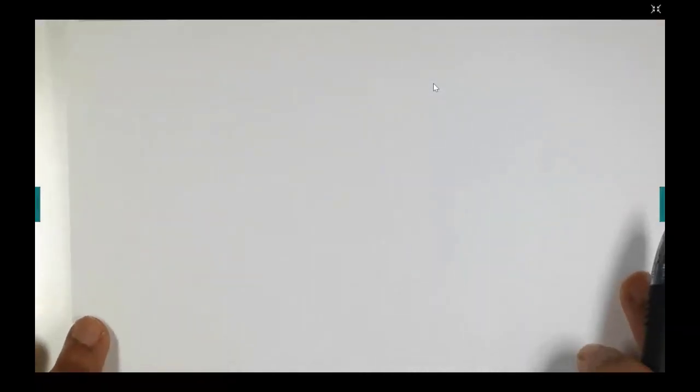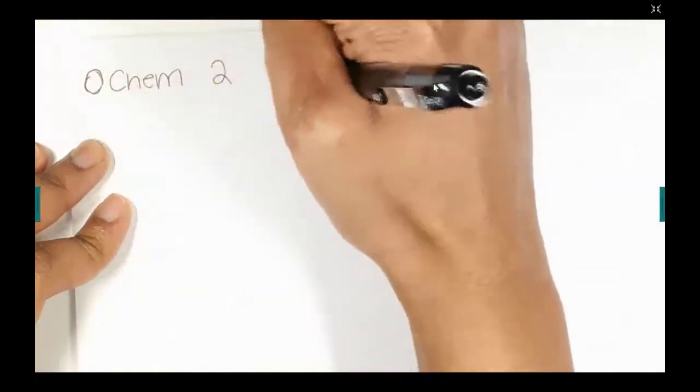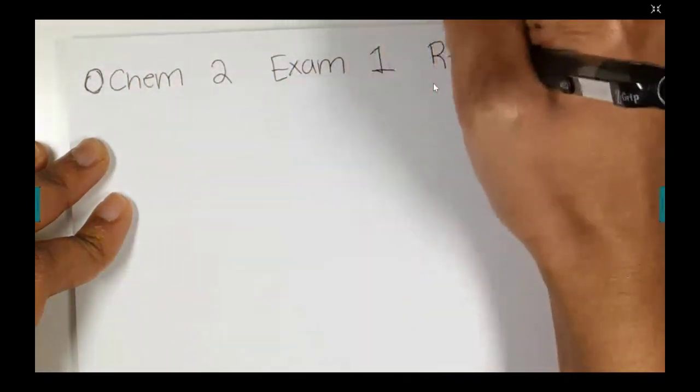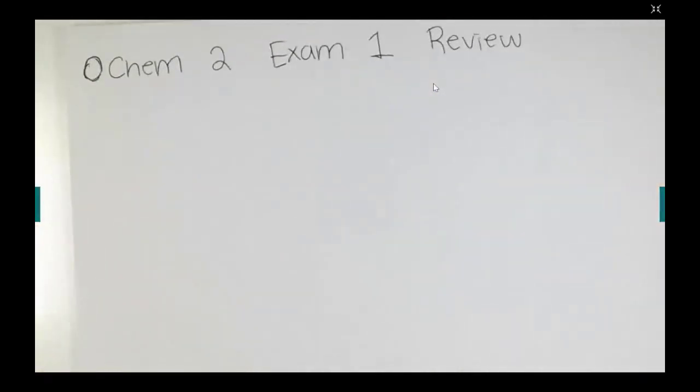This is the edge of the paper. Okay, so this is our OCHEM 2 exam 1. So I'll just write that out because that reminds me what I'm doing too. But let's see. So the first part of what y'all will be doing on this exam is spectroscopy.